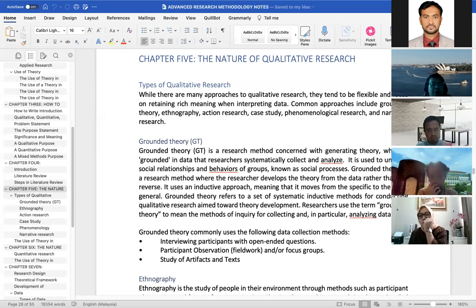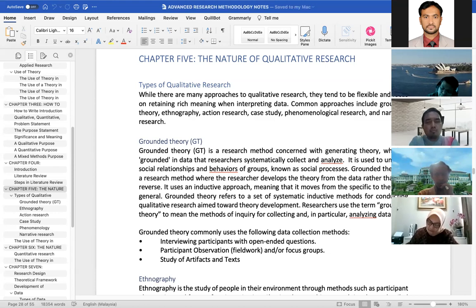Very good question. We covered it already in the last lectures, but let me repeat. Quantitative research applies deductive reasoning. Deductive reasoning, or deductive analysis, means that the researcher starts from the theory. The researcher must develop the theoretical framework based on the previous studies, and then collect the data, analyze the data, and get the findings of the study.